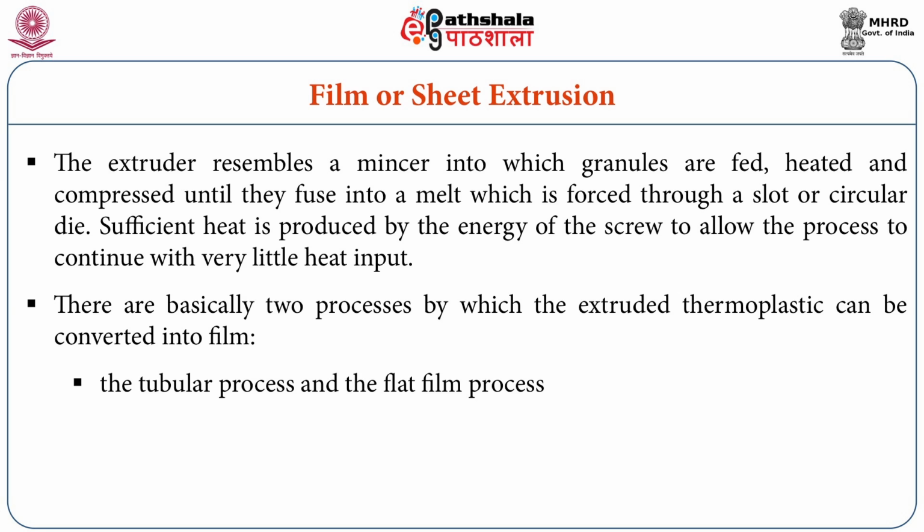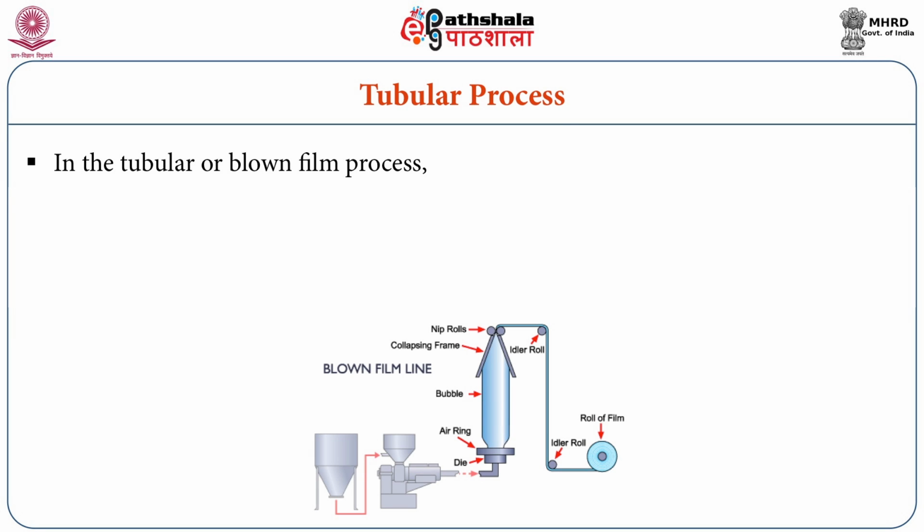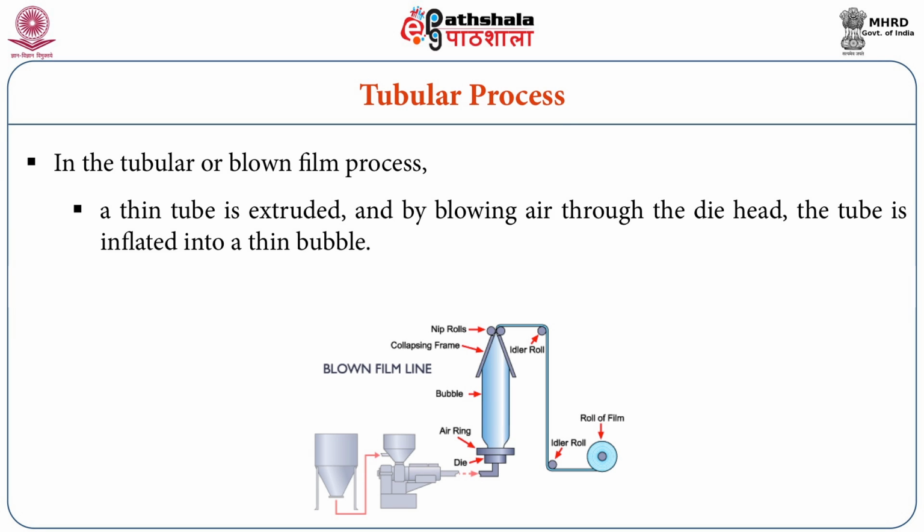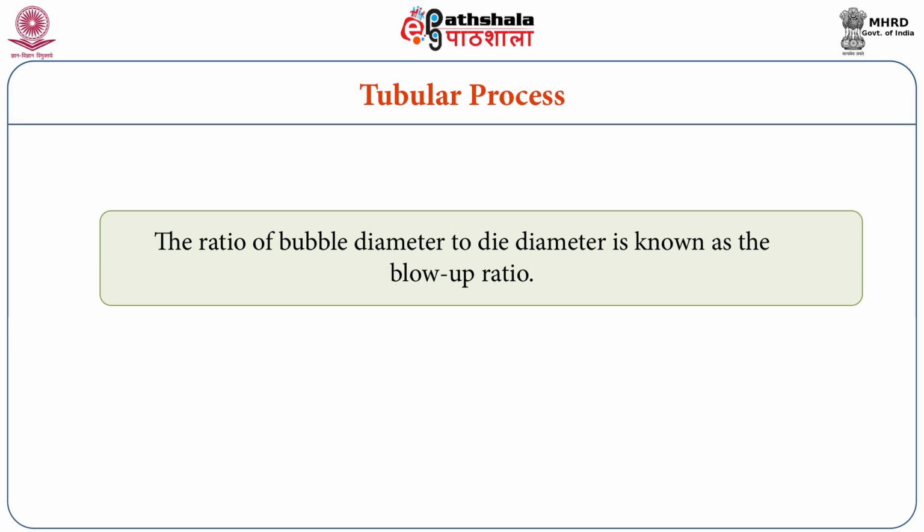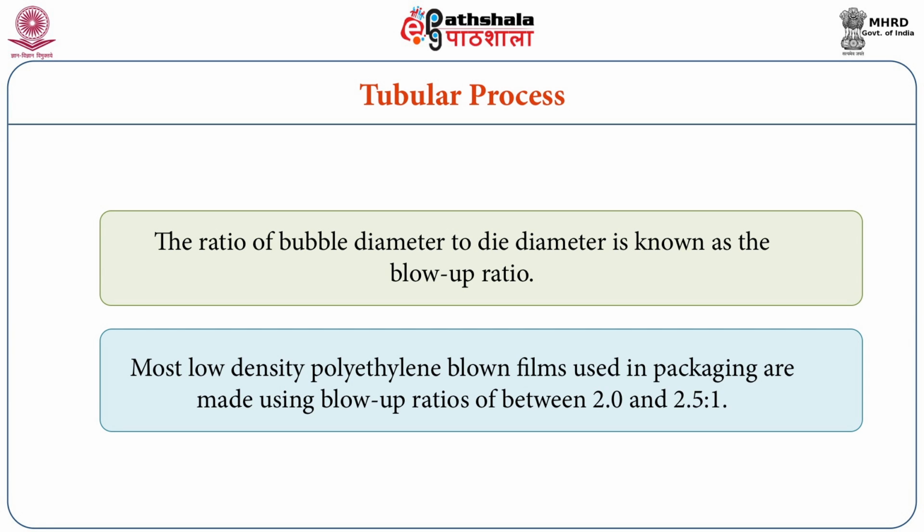The tubular process. In this process, a thin tube is extruded and by blowing air through the die head, the tube is inflated into a thin bubble, which is cooled, flattened out and wound up. The ratio of bubble diameter to die diameter is known as the blow up ratio. Most low density polyethylene blown films used in packaging are made using blow up ratios of 2 to 2.5:1.